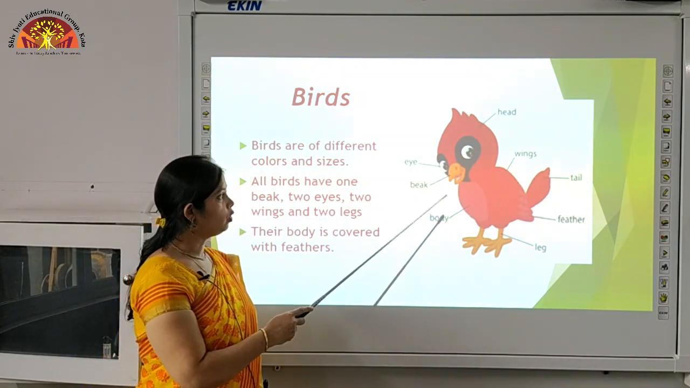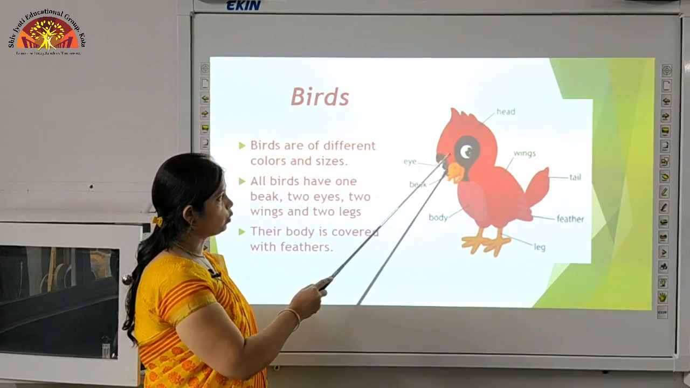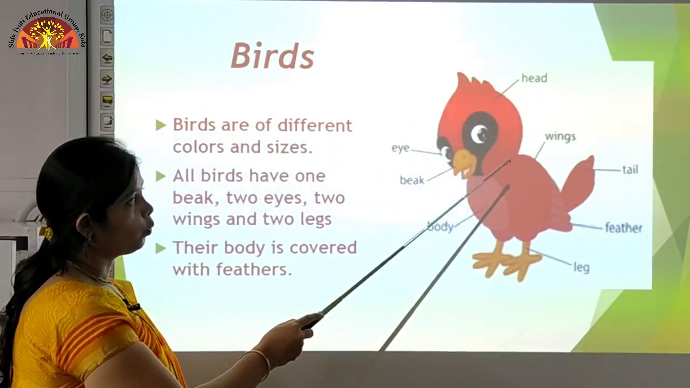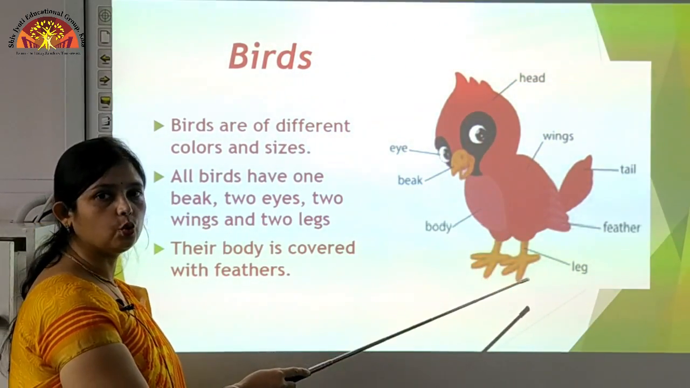You can have a look at the picture shown here. A bird is shown over here. It has two eyes, a beak, then wings, a tail. The body is covered with feathers, and it has two legs.